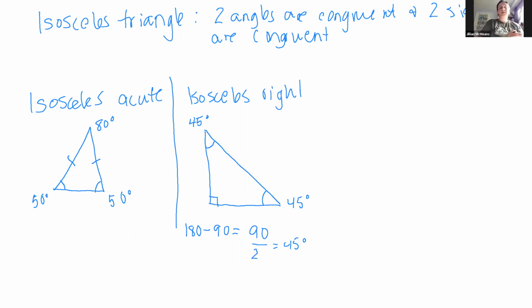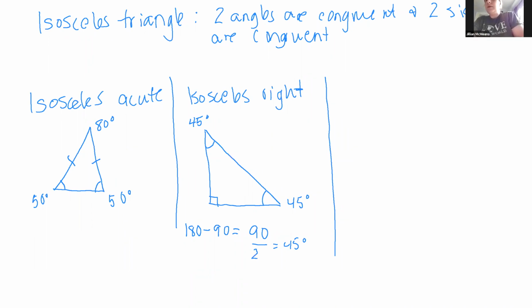Okay, so an isosceles acute, all three angles are acute. They still have to measure 180. So you've got the two angles that match, 50 and 50, and then the 80 degrees, all less than 90 degrees, and the three angles add up to 180. With an isosceles right, you've got one 90-degree angle. The other two angles have to match. That means they have to be 45 degrees each.